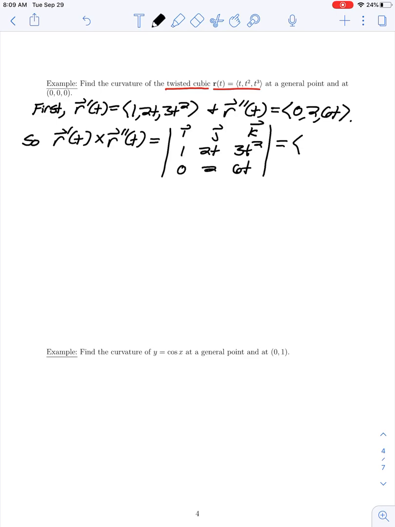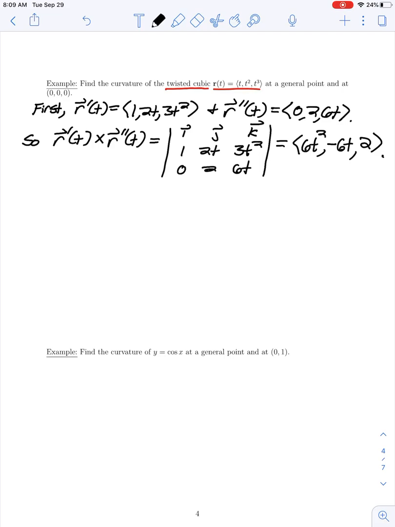So finding this cross product, our i component would be given by 12t squared minus 6t squared, so 6t squared. Our j component would be given by 0 minus 6t, so negative 6t. And our k component would be given by 2 minus 0, or 2.